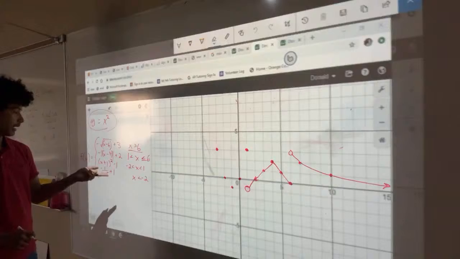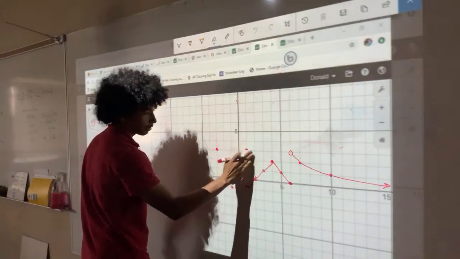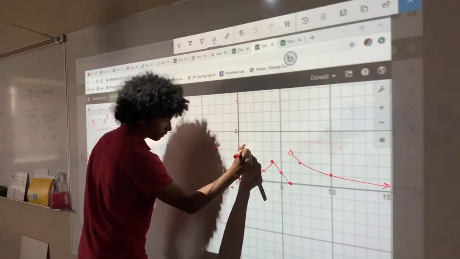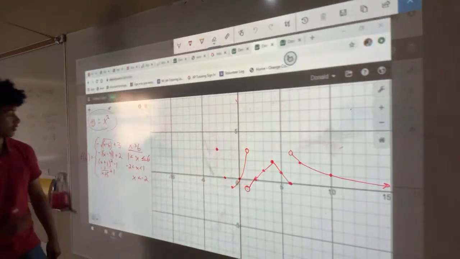Over here it says x is less than 1, not less than or equal to. So we're gonna go over here, that is indeed x is 1. So we're gonna put an open circle there. We'll start to connect these. But before I continue, let me look over here again.